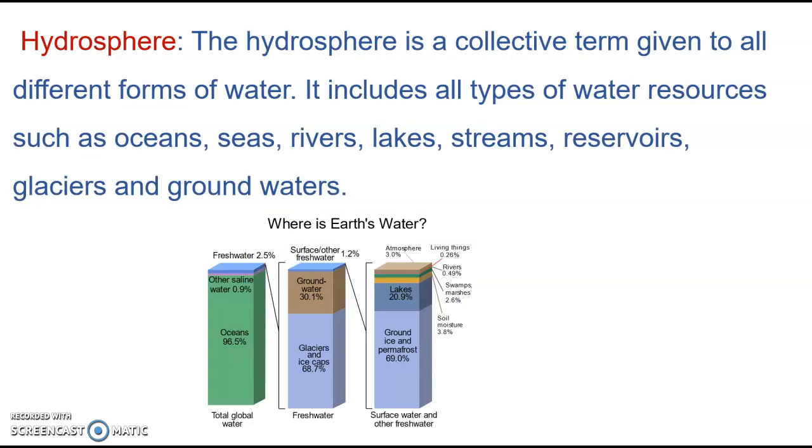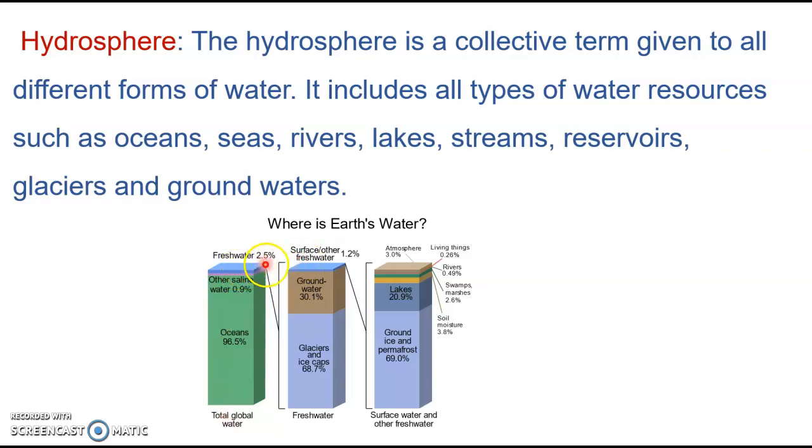Hydrosphere is a collective term given to all different forms of water. It includes all types of water resources such as oceans, seas, rivers, lakes, streams, reservoirs, glaciers, and groundwaters. Look into this figure. Of the water bodies present on the planet, only 2.5% is present as fresh water. 96.5% of water is found in oceans.